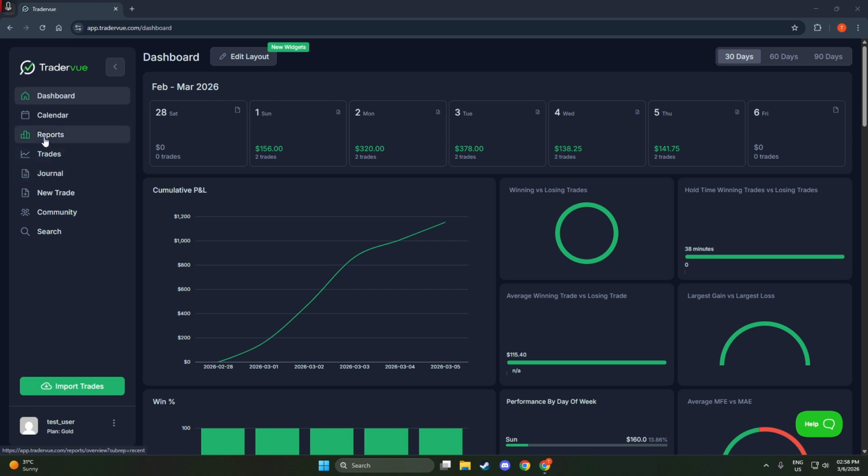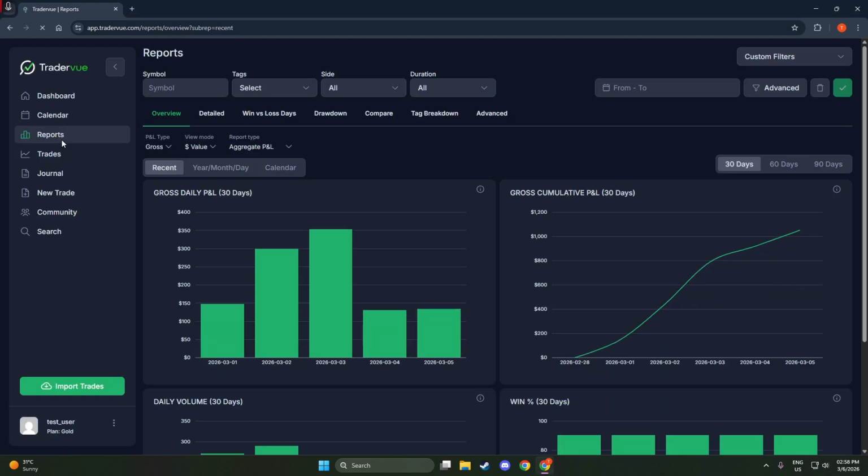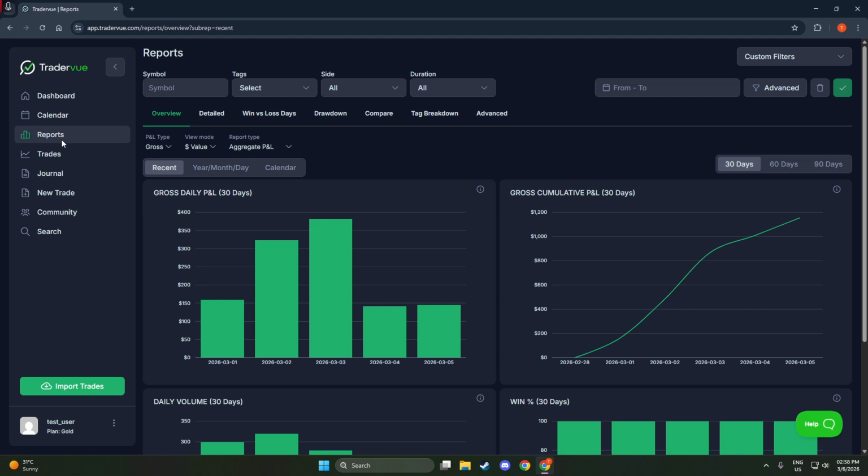Once you're in, head to the Reports area. This is where Tradervue aggregates your results and turns raw executions into insights. Within Reports, open the Detailed Report tab. Think of this tab as your analysis workspace.